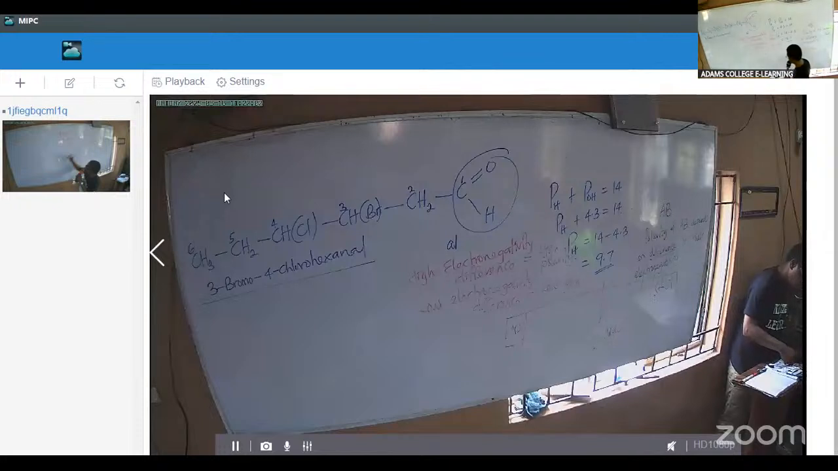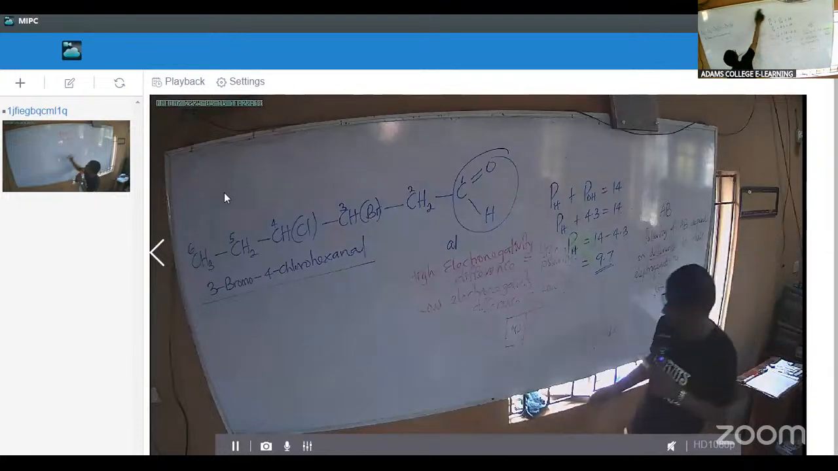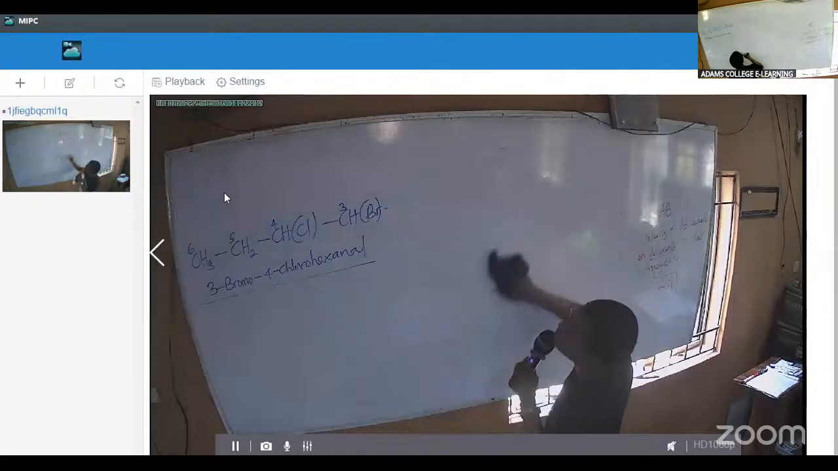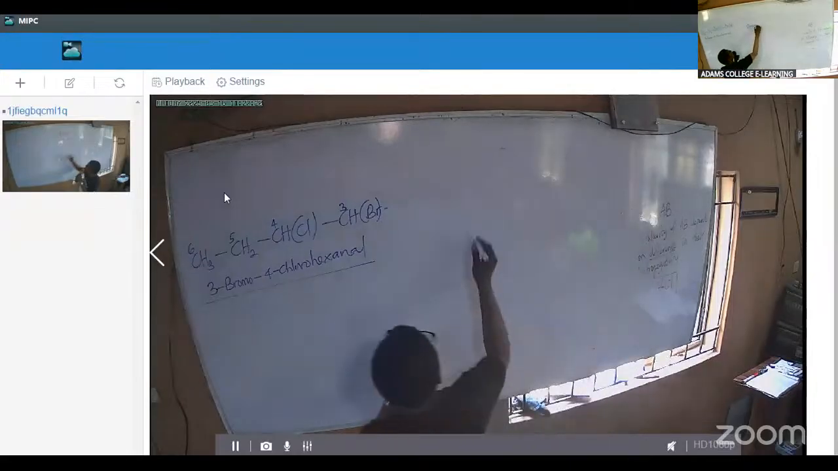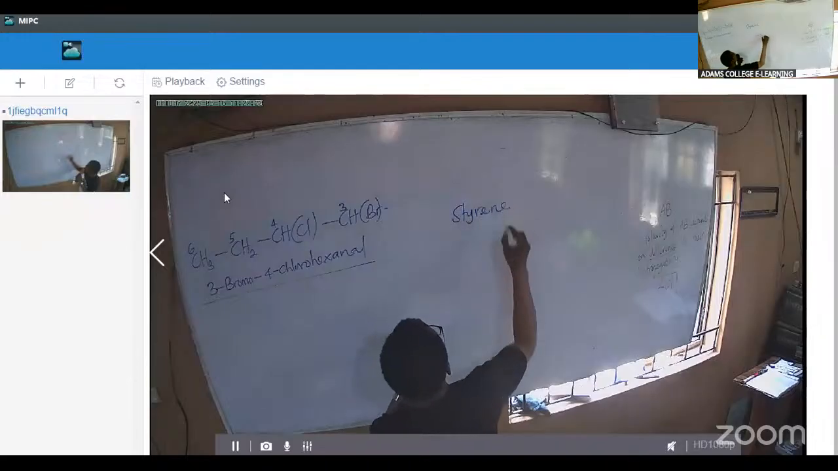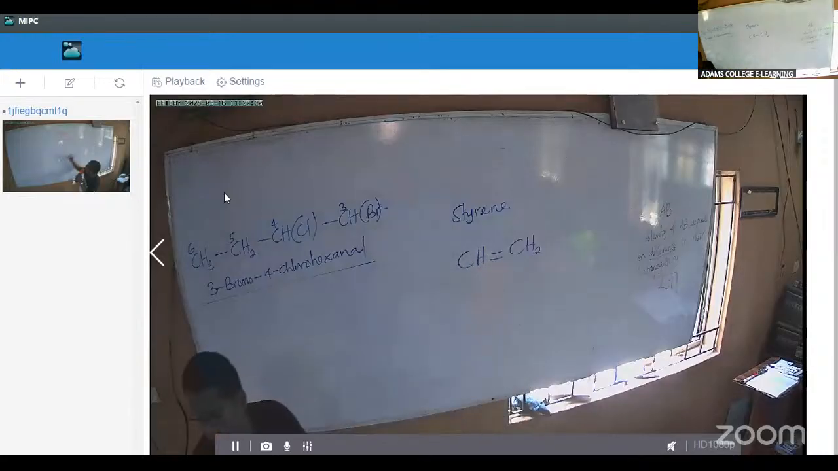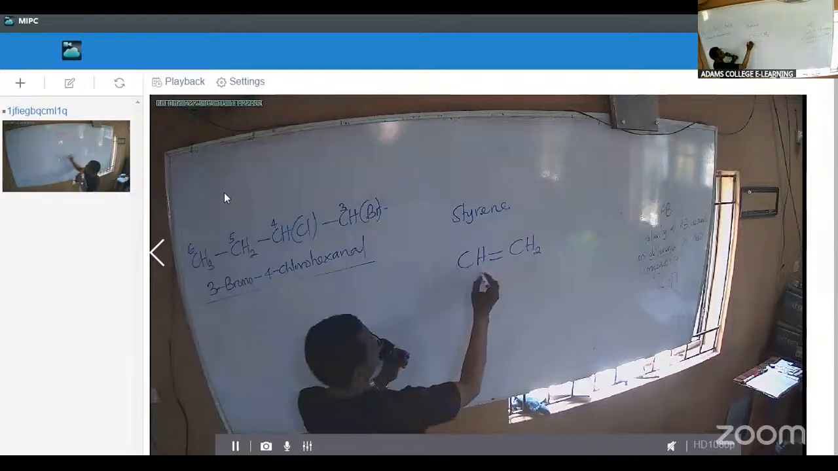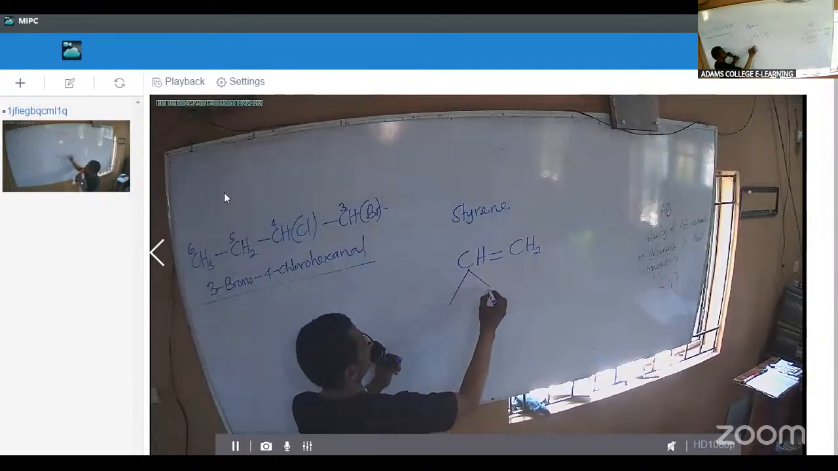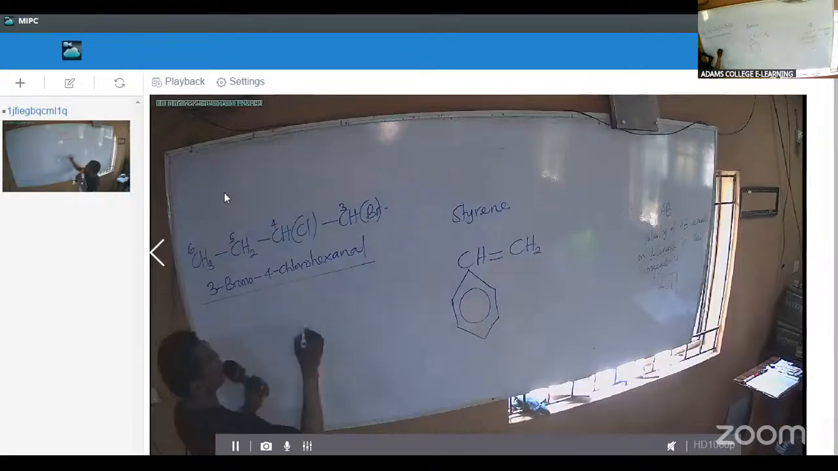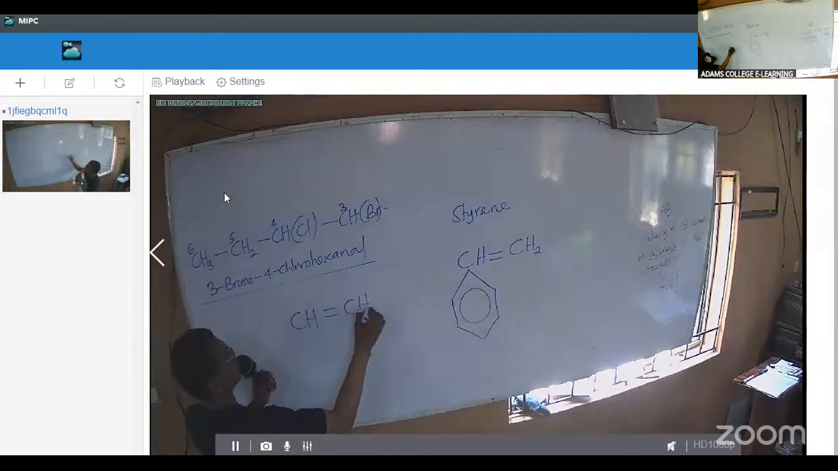Styrene. Do you know the formula for styrene? You're going to have CH2 and CH. One of the hydrogens is now used, and you now have benzene here. That's the formula for styrene, because you will see it in the exam. Or you have CH2 with the phenyl ring C6H5. This is styrene.